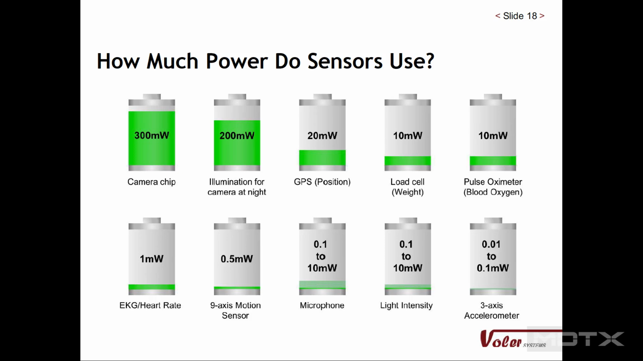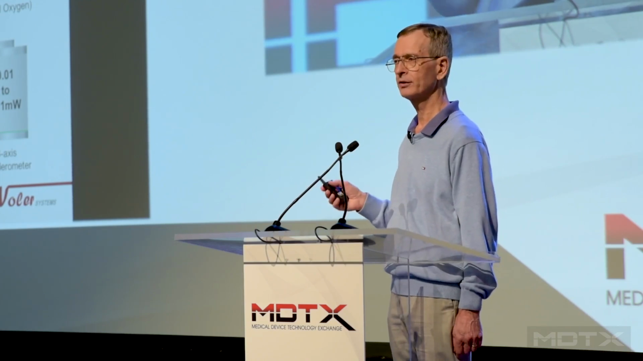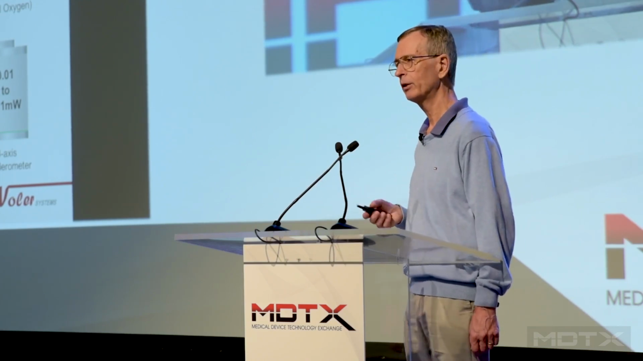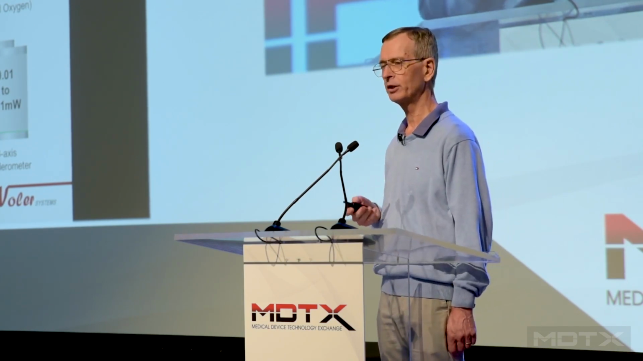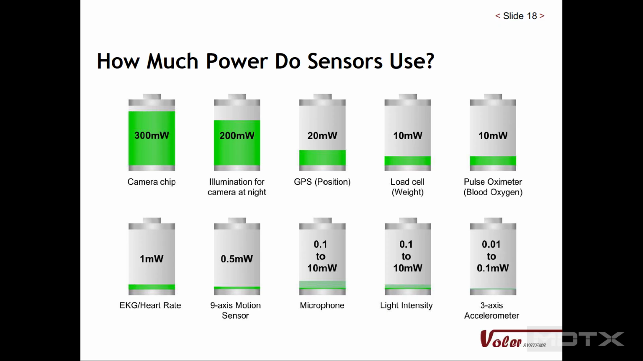Now, let's take a look at the power used by sensors. First, we've got the camera and the power used by illumination, if you need illumination. We're looking at hundreds of milliwatts. This is not very good for a wearable device. It works on a phone, but it sure doesn't work if you want to use it continuously. Next, we've got GPS. GPS at 20 milliwatts is moderate. You don't want to use that continuously and have it last, it's not going to last for days.